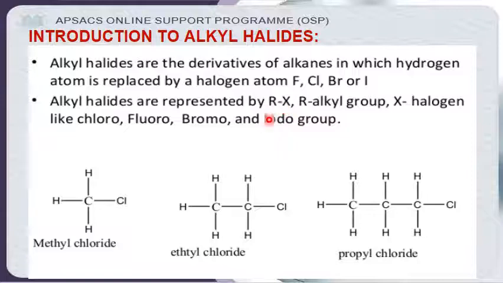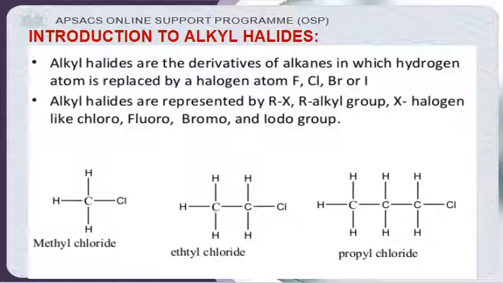Alkyl halide is represented by the formula RX. R means any alkyl group and X represents the halogen, which may be chloro, fluoro, bromo or iodo group. For example, we have the first member of hydrocarbons, CH4, methane. When one hydrogen of methane is replaced by the chloro group of halogen, this is called methyl chloride, and this is the first member of alkyl halides according to the first member of hydrocarbons.